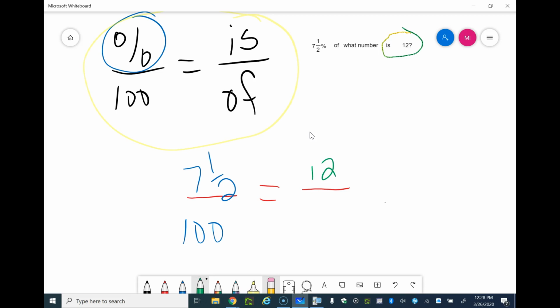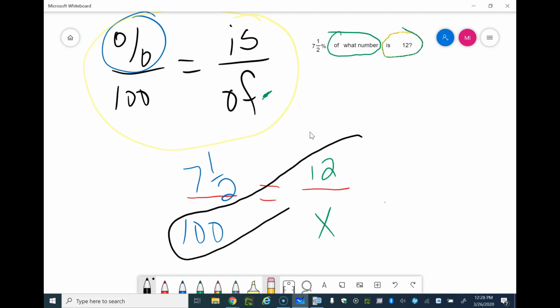The of part here looks like it's going to be of what number. Since the of is beside what number and the is is beside the 12, it's kind of easier for us to place in what we need to. So we don't know what that is, so we write X. When it comes time to solve the problem, we need to make sure we multiply the two numbers we have diagonally. As you can see, the 12 and the 100 are the numbers I have diagonally.